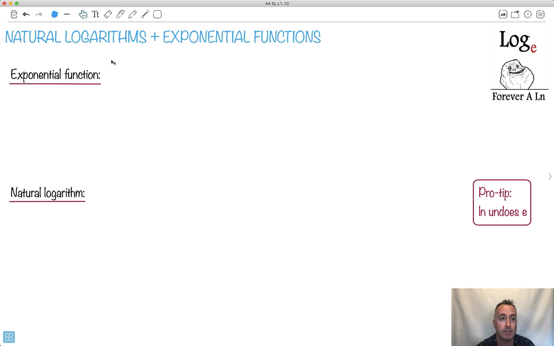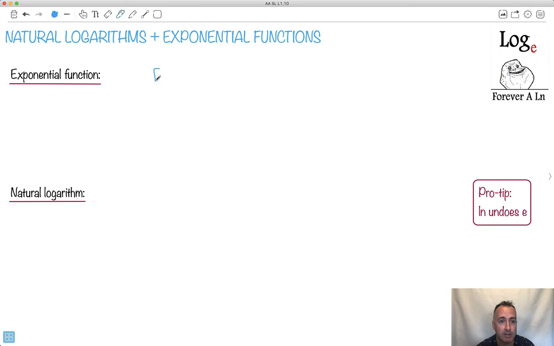We're going to be learning about natural logs and exponential functions. So first of all, it helps maybe to introduce this. There's another topic where we go into more detail about exponential functions, but it helps to bring it up here as well. So let me just explain what this exponential function even is.